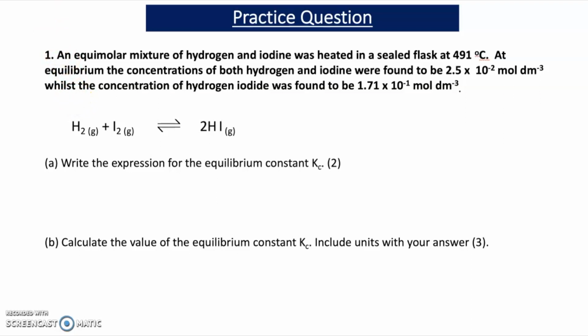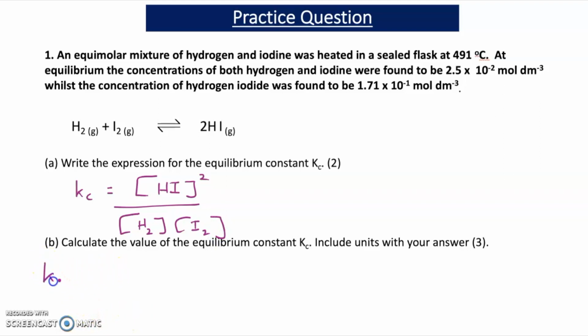This question is all about the reaction of hydrogen and iodine to produce hydrogen iodide. The first part of the question is asking you to write the expression for the equilibrium constant Kc. So Kc is equal to the concentration of hydrogen iodide raised to the power 2 over the concentration of H2 times the concentration of I2.